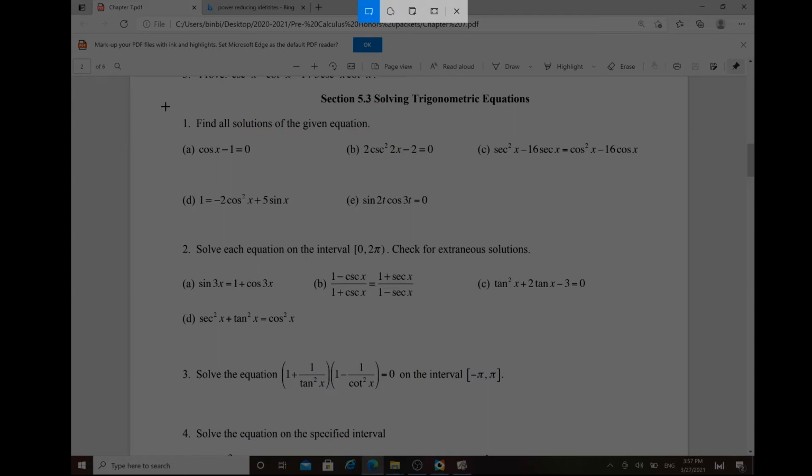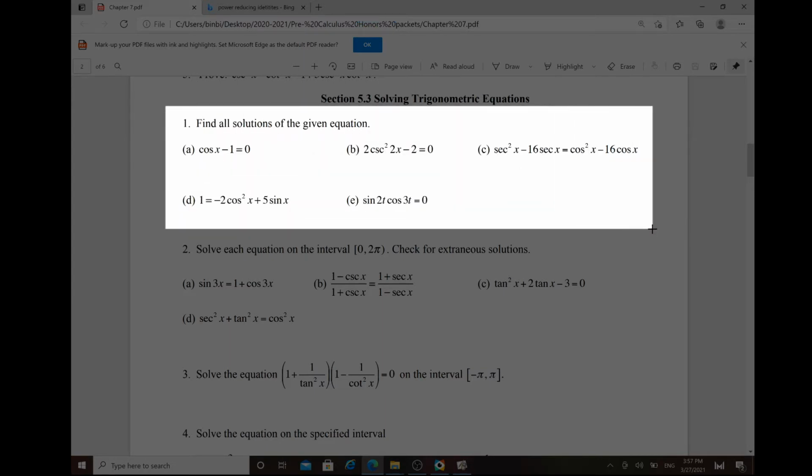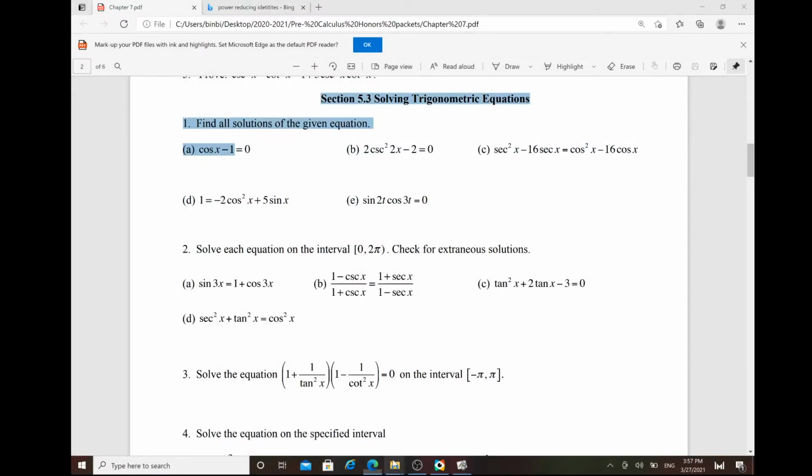Okay, so you know what? I'll just snip this whole thing. Okay, we'll do some of those there.